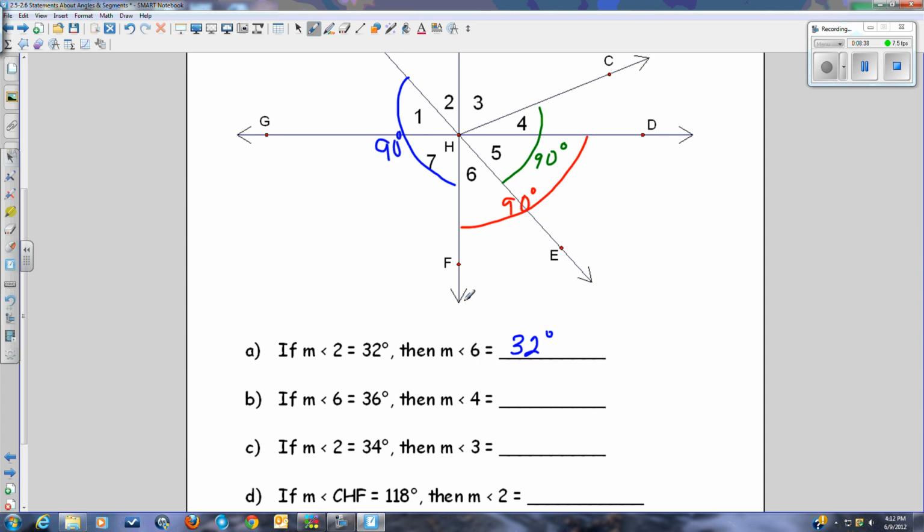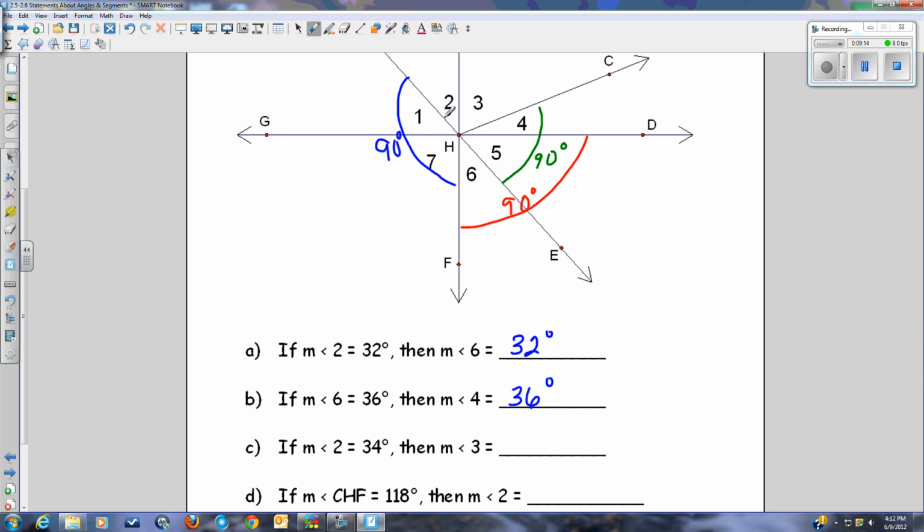Next, you're asked if the measure of angle 6 is 36 degrees, what would have to be the measure of angle 4? Well, let's think about it. Angle 6 and angle 5 are complementary. Angle 4 and angle 5 are complementary. So by the congruent complements theorem, we know that angle 4 and angle 6 must be congruent. So angle 4 would have to have the same measure as angle 6, which is 36 degrees.